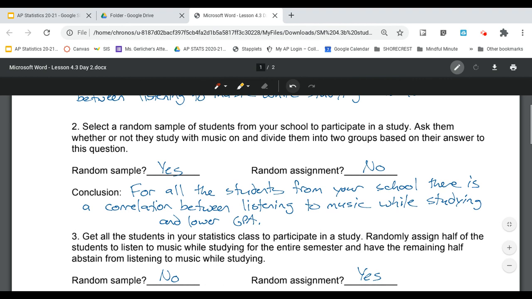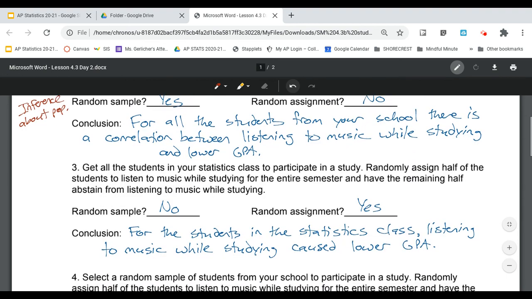Okay, number 2, it was a random sample now, so it's getting better, but still not random assignment. So you can make an inference about the population, but not about causation. So because it was a random sample from the school, the population is the school now. You can say this conclusion I saw in this sample is true for the entire school, not just for the sample of students, because it was a random sample.